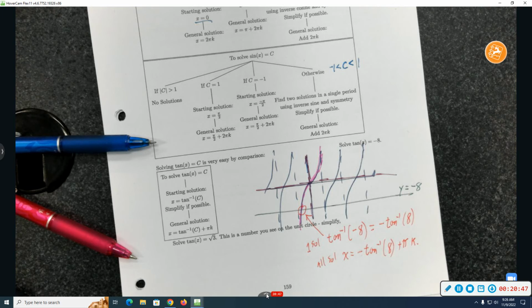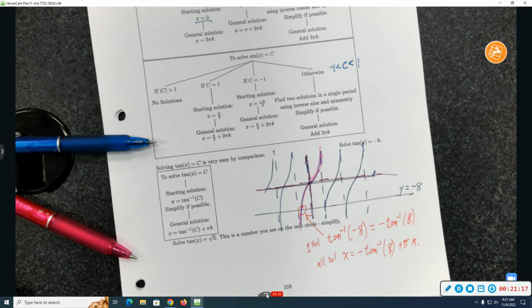Feel pretty all right? Cool. So let's see that this follows exactly this little flowchart to the right. Starting solution: we want to solve tangent of x equals c, we have negative 8. We got a starting solution, x equal to inverse tangent of negative 8. We simplified if possible. It's simplified in a very small way. We have that one starting solution. We added pi k's.